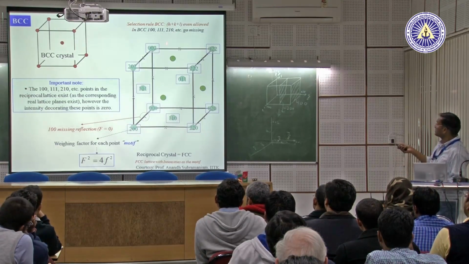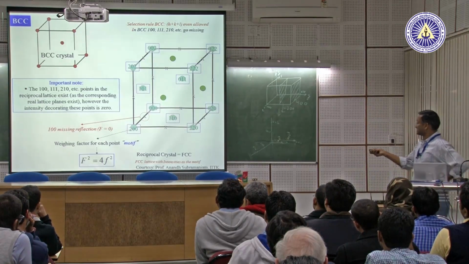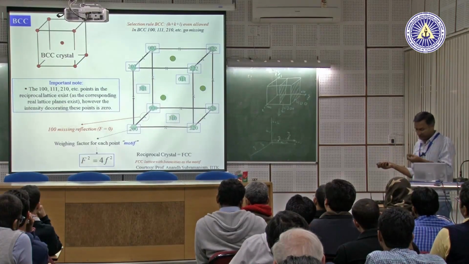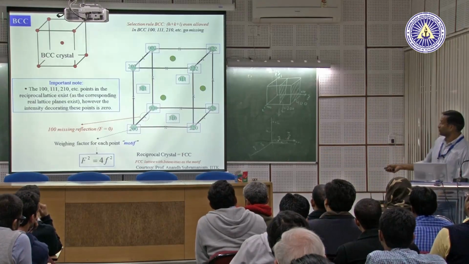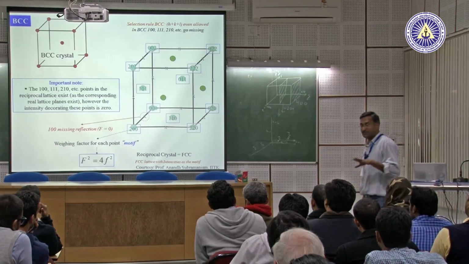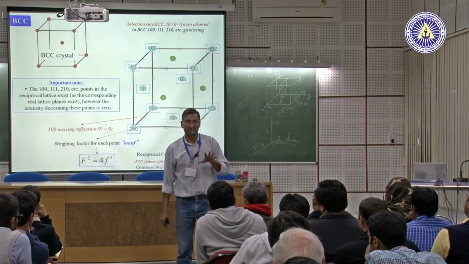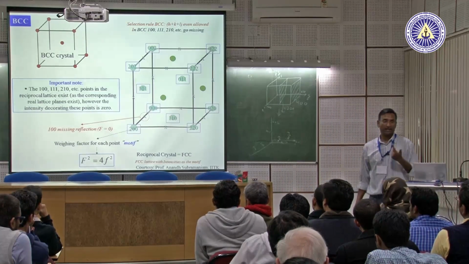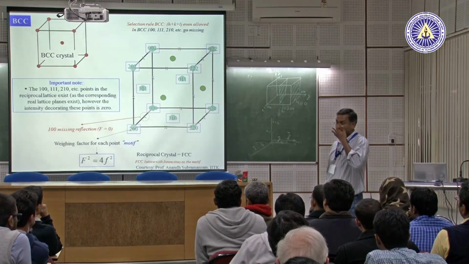So what happens here is, if you now take the sum of these, this is 0, 0, 0, the sum is even. If you take 1, 1, 0, the sum is again even, and if you keep constructing like this, the points which are present in the reciprocal lattice are the points for which the sum of H plus K plus L is even. No H plus K plus L equal to odd is present in this reciprocal lattice.